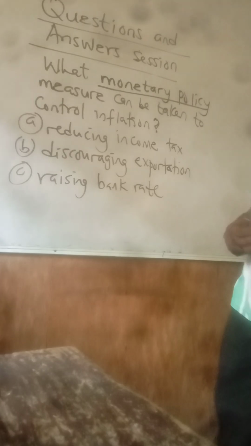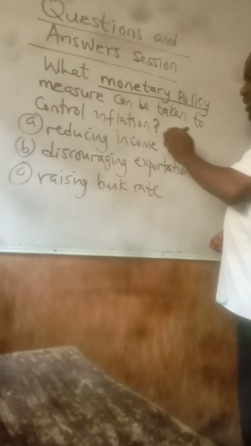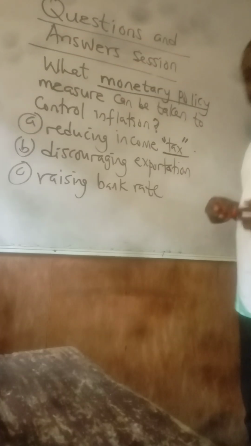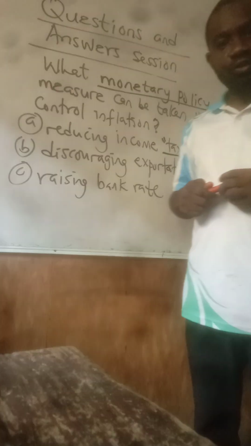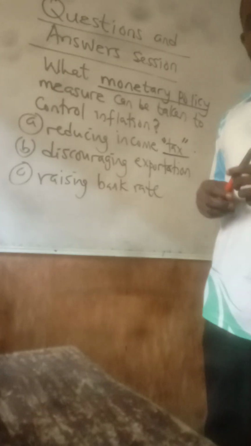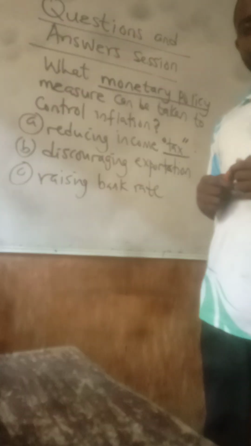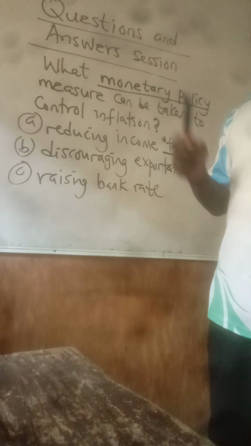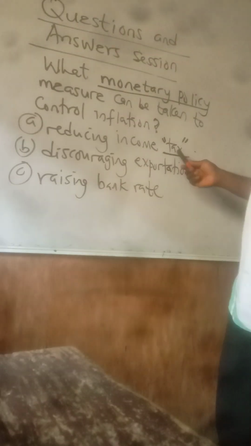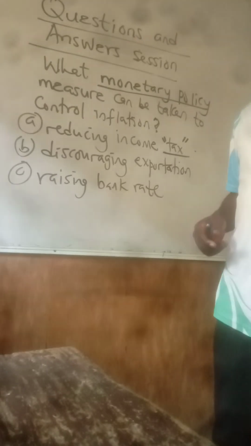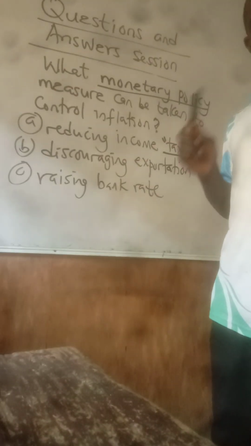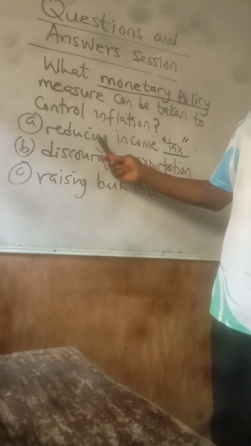Option A is wrong because monetary policy has nothing to do with tax. It is a good example of fiscal policy. Fiscal policy, as I said earlier on, is a policy taken by the government to regulate the economy. So it is only the government that can levy tax. It's not the business of the central bank to levy tax. So that makes option A wrong because tax has nothing to do with monetary policy.